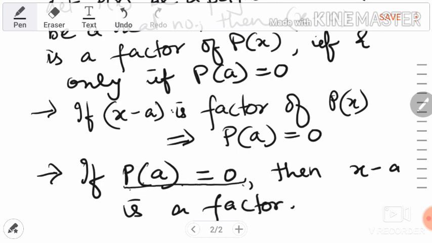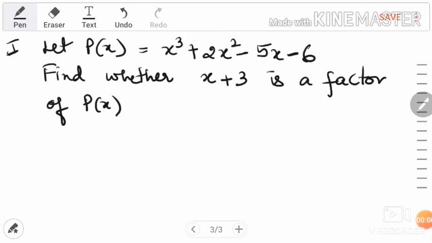Let us now apply factor theorem in problem solving. Problem 1. Let p of x equal to x cube plus 2x square minus 5x minus 6. Find whether x plus 3 is a factor of this polynomial. To say whether x plus 3 is a factor of polynomial p of x, we need to find the remainder. And if the remainder is equal to 0, then we can say it is a factor. If it is not equal to 0, it is not a factor.